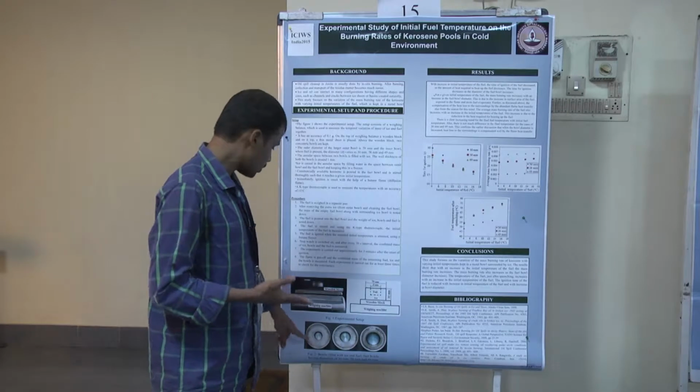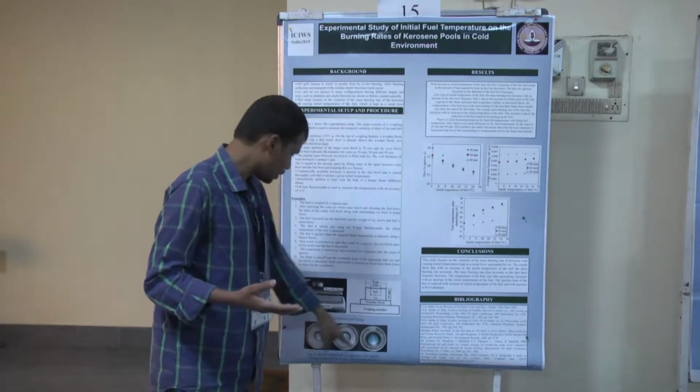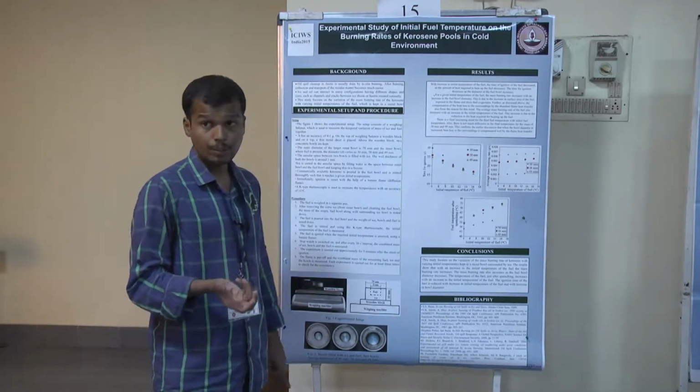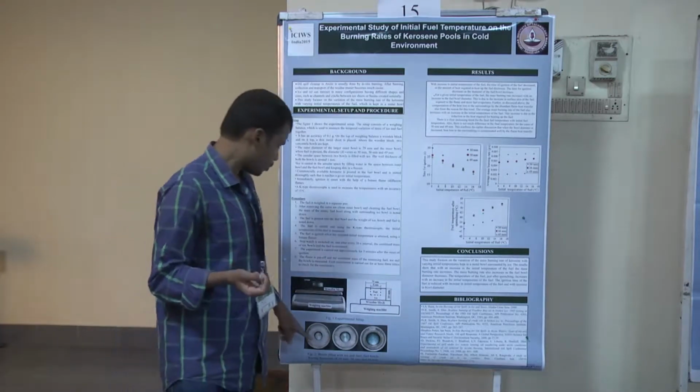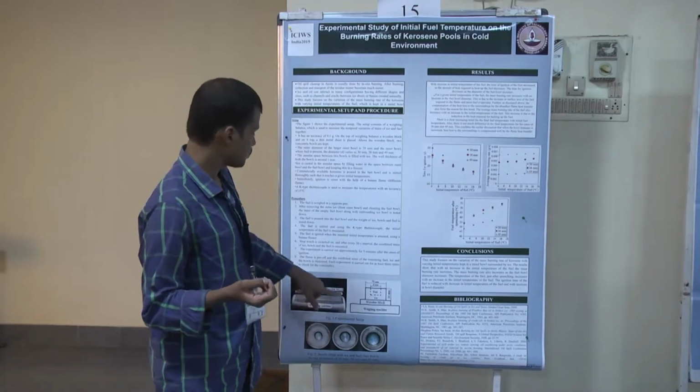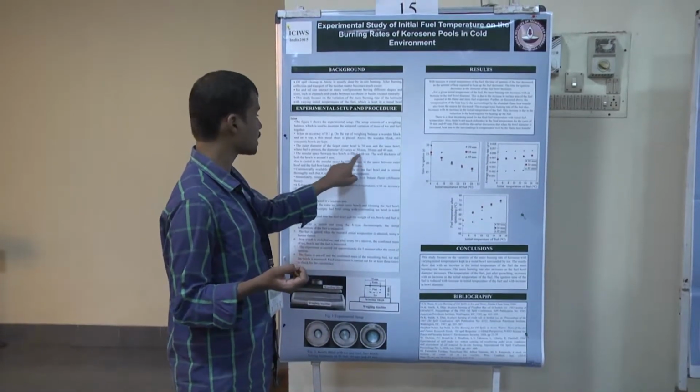The parameters we are varying here are the fuel bowl diameter and the initial temperature of the fuel. So we are pouring the kerosene into the bowl, and the bowl diameters are varied between 30 and 49 mm.